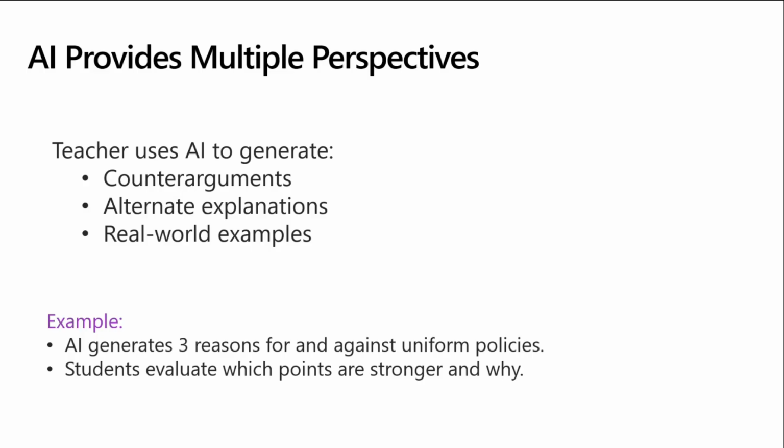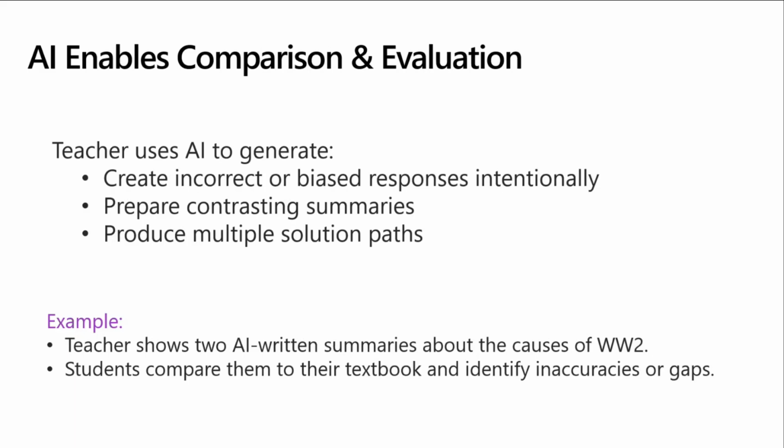AI provides me examples from multiple perspectives, counter arguments, alternative examples, or explanations, or real world examples. Let me give you a very simple example. AI will generate three reasons for or against uniform policies. Students will evaluate whether those points are stronger than the way they think, and if not, why. What they're doing is both the things. One, they are taking ideas from what you're presenting to them about the uniform policy. Two, they are lending their ideas as well. Very clearly, they are engaging in critical thinking and perspectives are being formed.